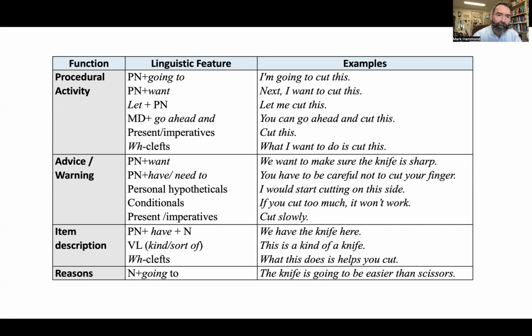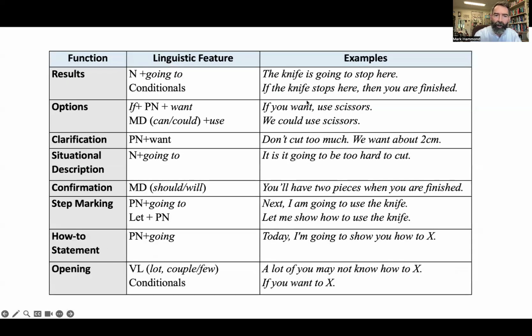For example, for things like procedural activities, these were the linguistic features: using a pronoun with going to, a pronoun with want, a pronoun with let, a modal with something like go ahead. These are some of the examples they use to talk about procedural activity. And again, I'll just keep the slide up here in case you want to freeze the screen later and really zoom in on each particular feature.